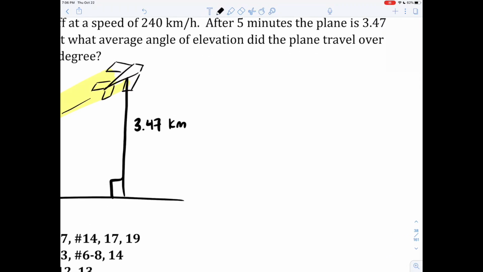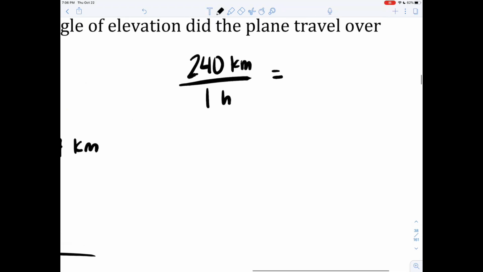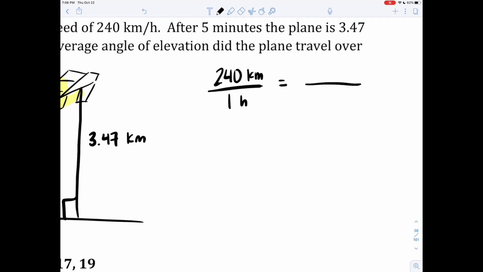All right. So if we know that the plane traveled 240 kilometers in 1 hour, how far has it gone in 5 minutes? Right? x in 1/12 of an hour. Because 5 minutes is 1/12 of an hour. We could also say, if we don't like the hours, it goes 240 kilometers in 60 minutes. How far does it go in 5 minutes? That's another way to do that.